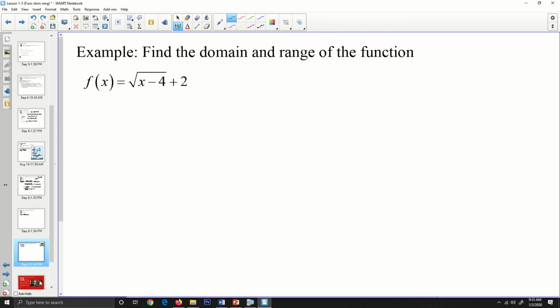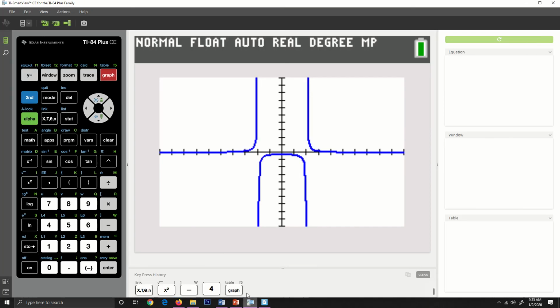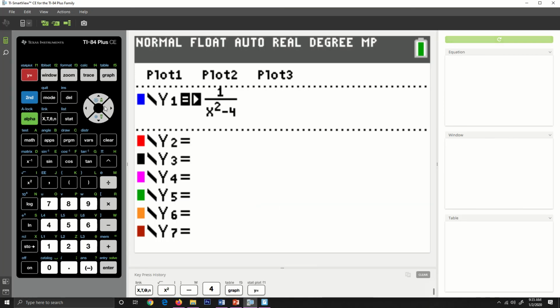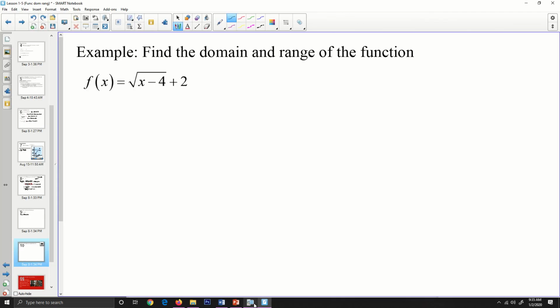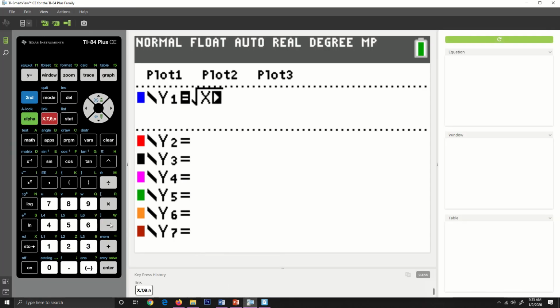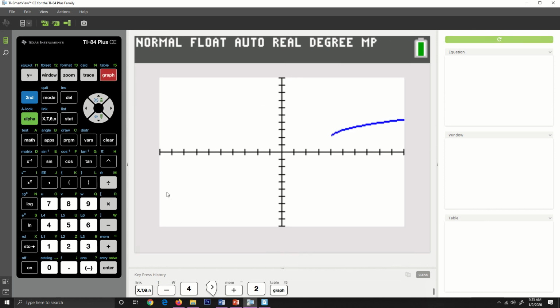All right. Find the domain and range of this particular function. All right, so let's talk about the range. The range are the values that come out of this function. So let's take a look at the graph here. Let's clear this out here. And it was square root of x minus 4, and then plus 2 on the outside, and we hit graph.